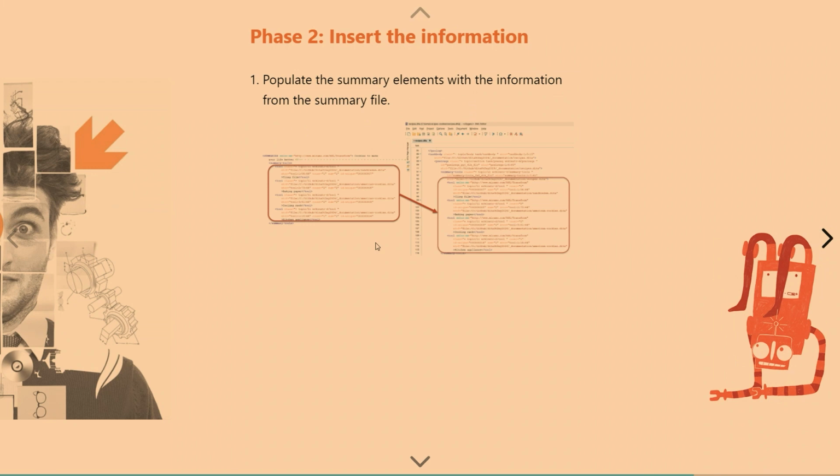So the next step in the process is we have our summary file, we have our regular file. So what we are going to do is just populate the summary elements with the information from the summary file. We have this recipes.data file. I have summary spare, summary tool, summary supplies in there. I'm just taking all this information from the summary file and getting it in there.